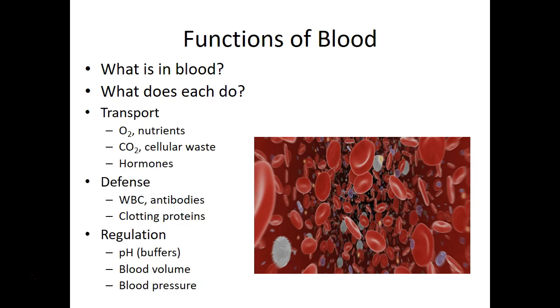Okay, so we've talked a lot about a lot of these. You guys may have actually taken a look at this slide before I asked you these questions, which is perfectly fine. Here we have oxygen, CO2, hormones, white blood cells, and we talk about antibodies and clotting proteins, which we haven't talked about much, but we will.